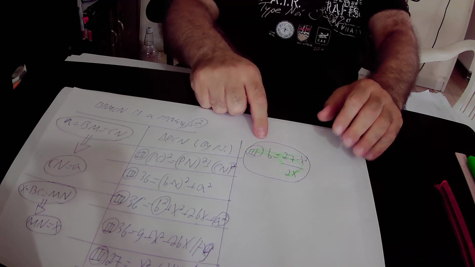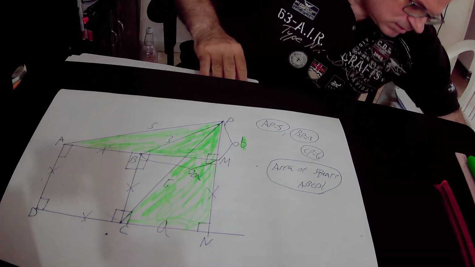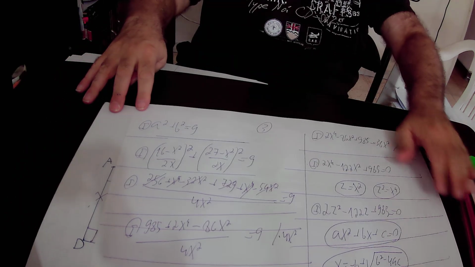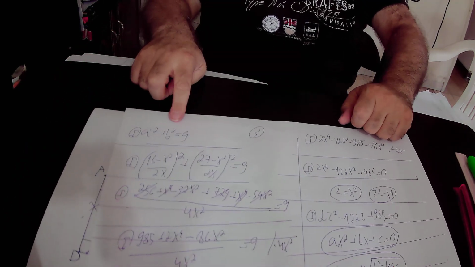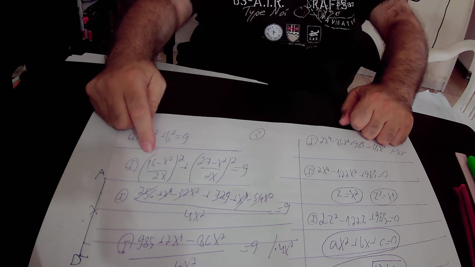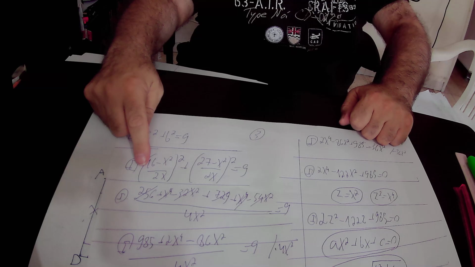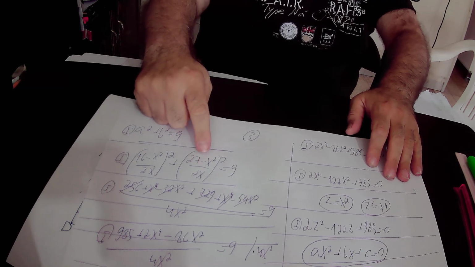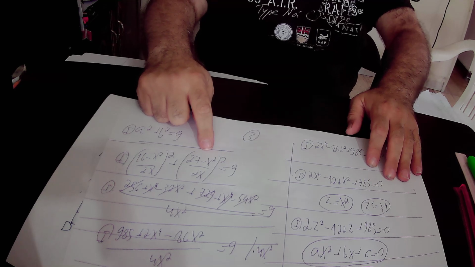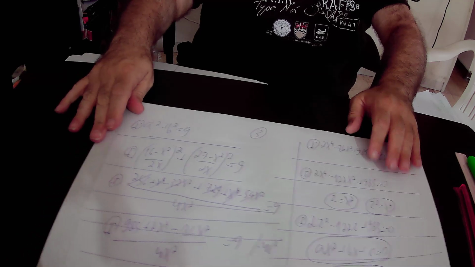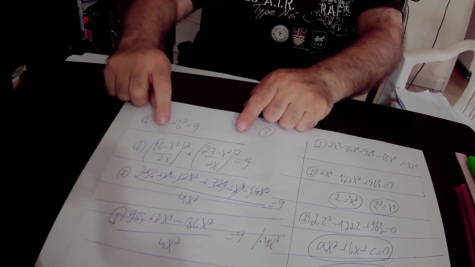So we have the values of a and b in terms of x, and according to equation number 1, we know that a squared plus b squared equals 9. a is 16 minus x squared over 2x. If we square this expression, we get the value of a squared. b is 27 minus x squared over 2x. If we square this expression, we get the value of b squared, and the sum is equal to 9. Then we open the brackets of those two expressions.